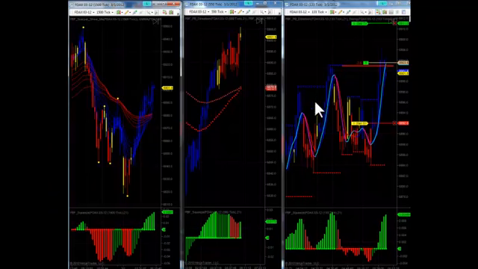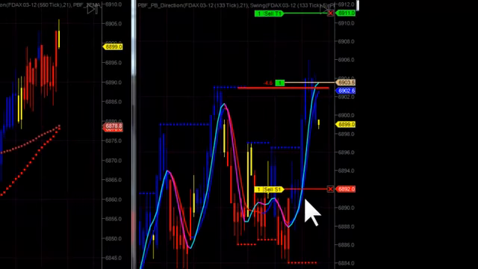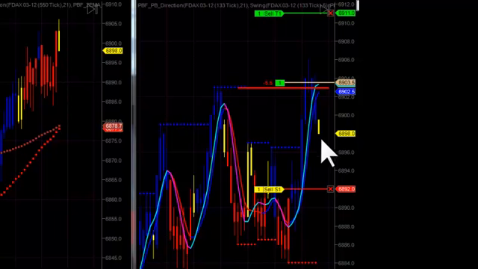Okay, so right now we're long in this trade. We're going to let it unfold a little bit. Okay, we're seeing it reverse a little bit on us here.